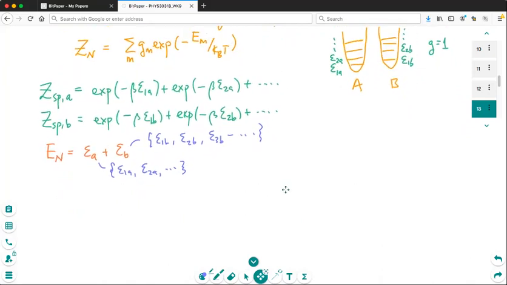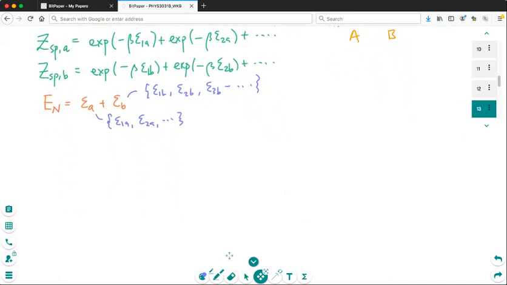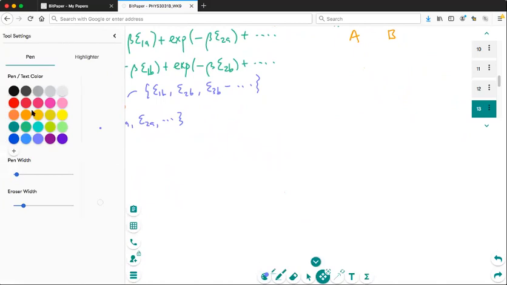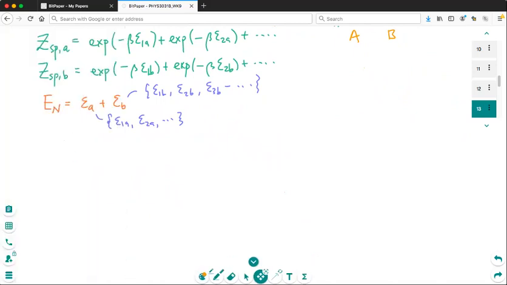Okay, I'm going to do this operation now. Okay, now I want an expression for Z. How do you do this? You need to sum over all possibilities, right? So let's do it systematically.